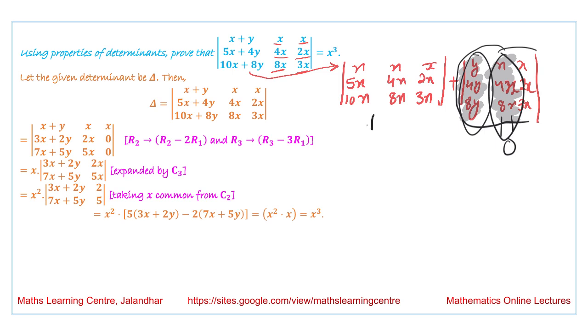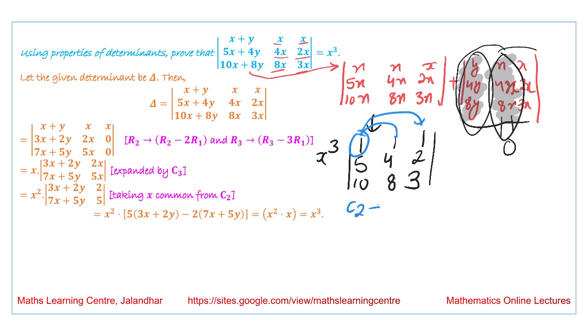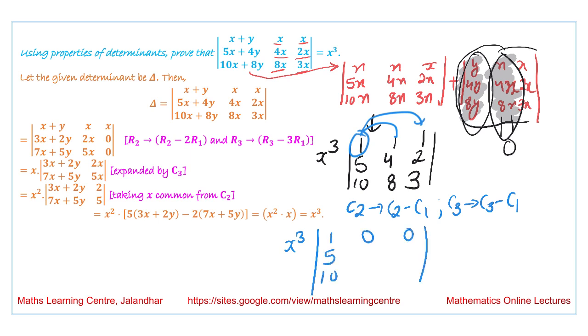Now from this second part, if we take x common from all these three rows or columns, we are left with 1, 1, 1, 5, 4, 2 and 10, 8, 3. Now to solve this determinant, with the help of this 1, we can make both these terms 0. So we are performing the operation column 2 becomes column 2 minus column 1, column 3 becomes column 3 minus column 1. So we get x cube, determinant of 1, 5, 10. These two values will become 0. We are left with this 1.